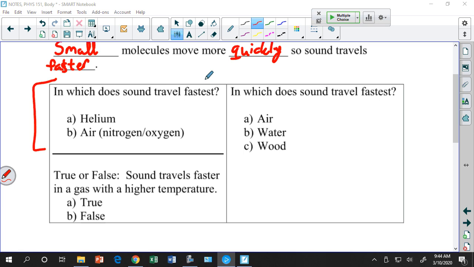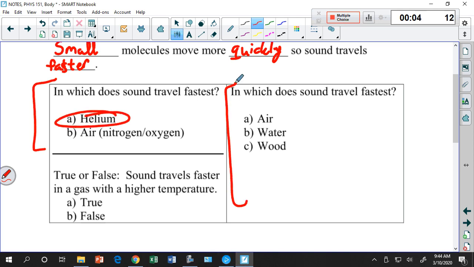In which does sound travel fastest? Air, water, or wood? Okay, and I'll stop at 15.